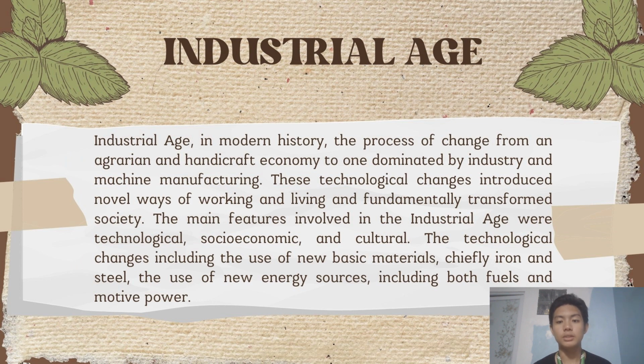Industrial age in modern history. The process of change from an agrarian and handicraft economy to one dominated by industry and machine manufacturing. These technological changes introduce novel ways of working and living that fundamentally transform society. The main features involved in the industrial age were technological, socio-economic, and cultural. The technological changes included the use of new basic materials, chiefly iron and steel, and the use of new energy sources, including both fuels and motive power.